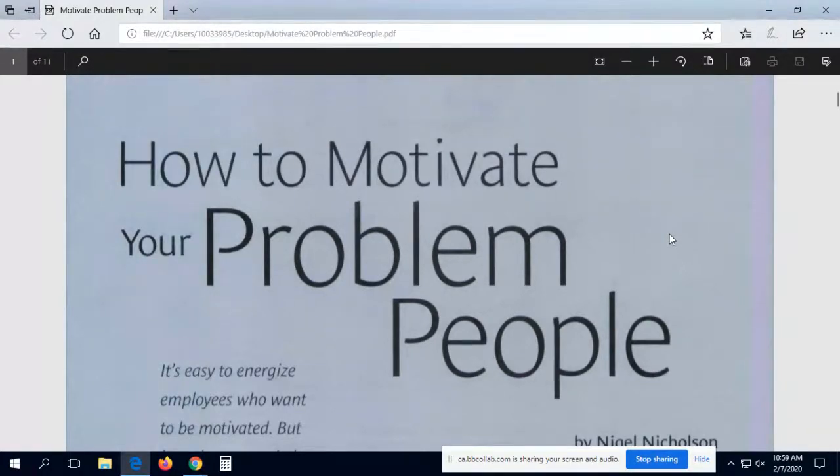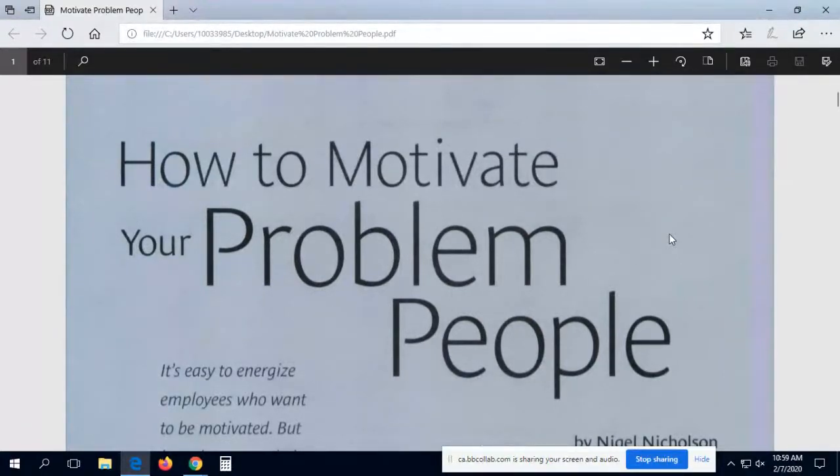Because think about it, a person who is already motivated, what are you doing in that? They are already motivated, wherever they go, they are going to go all out. That is their personality.